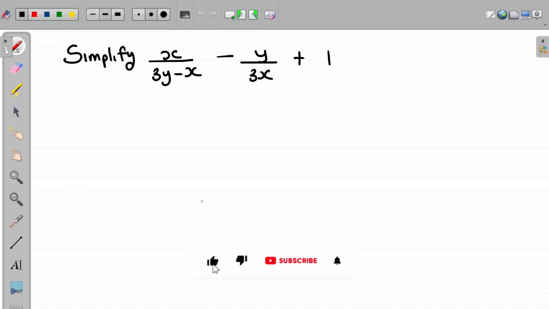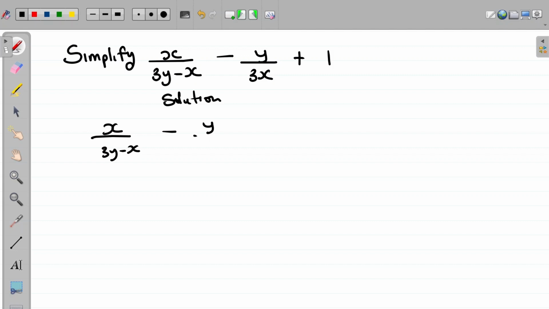We have now been able to express our fraction as a single fraction. Now we are asked to simplify x divided by 3y minus x, minus y divided by 3x plus 1. So we have the solution.